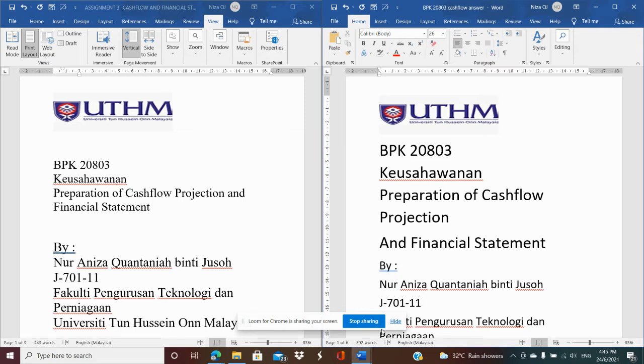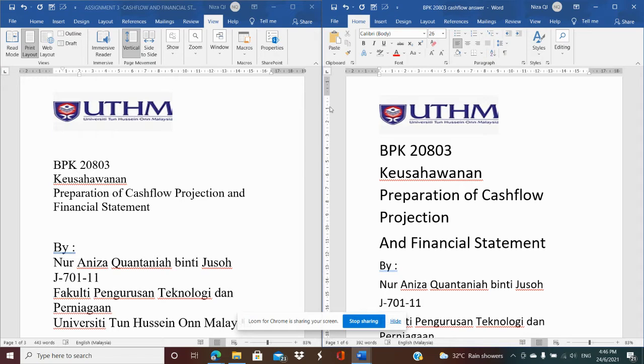So previously, I have already explained to you how to prepare the cash flow projection of MZN Enterprise. So now we're going to continue with the preparation of the other financial statements. That is the income statement and also the balance sheet. It is the same case that I'm going to use, MZM. So we're going to continue with the income statement.